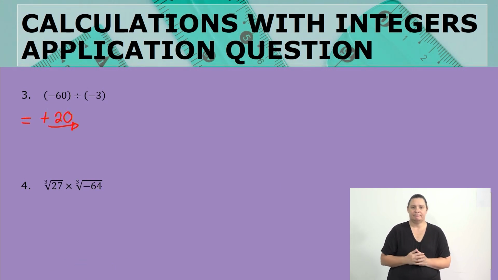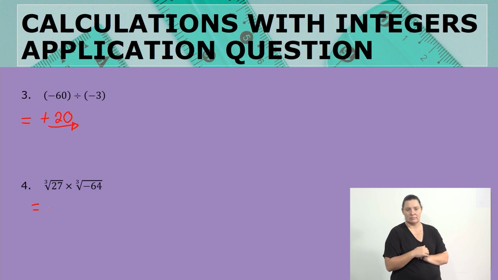So with number 4, I have a cube root of 27 multiplied by a cube root of a negative 64. So this is a cube root of a positive number and a cube root of a negative number. Remember, we said that the cube root of a positive number will give us a positive number, and a cube root of a negative number will give us a negative number. So what is the cube root of 27? The cube root of 27, yes, you are correct, is a positive 3.